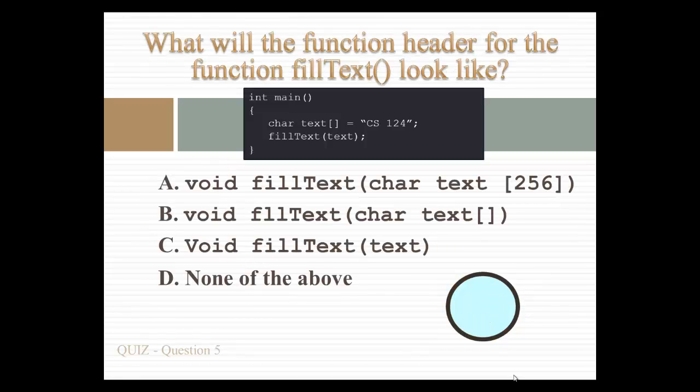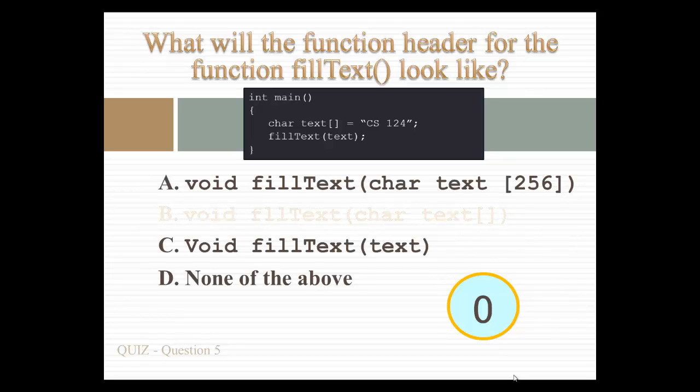What will the function header look like for the function fillText? When an array is accepted as a parameter, you must have brackets that are empty following the name of the array. Now you should be able to explain how strings and arrays are similar, as well as the differences between them.